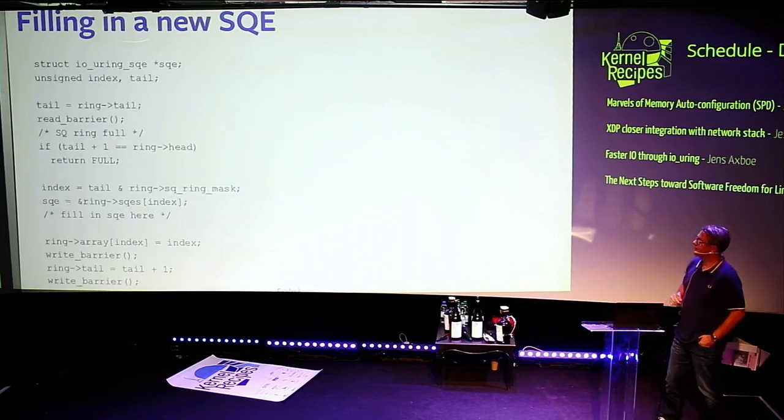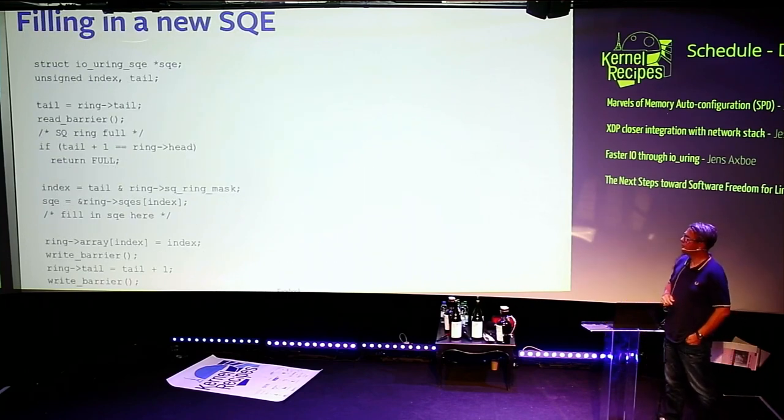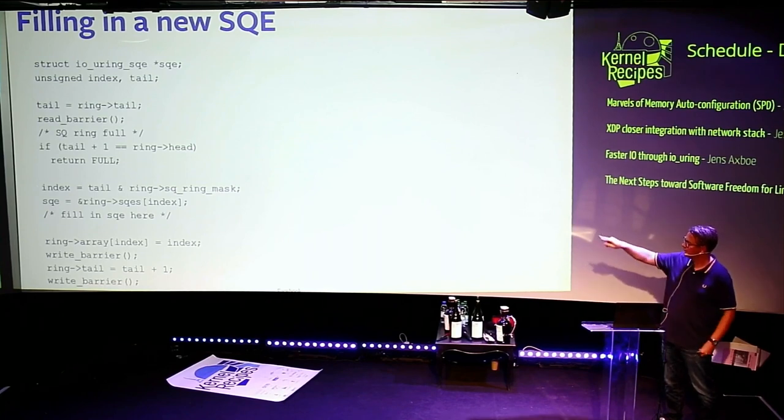So here's a little example of what you would do when you need to get a new SQE to perform some IO. Basically first, we read the tail and see if we add one to the tail, if that's equal to the head, you know, the ring is full, we can't. If it's not, then we can just index our SQEs. And once we have that, we just fill it in.